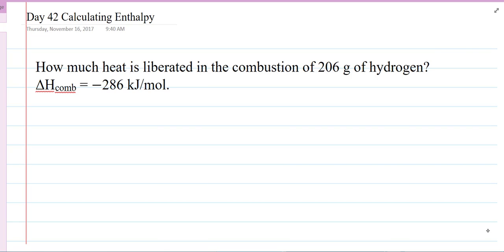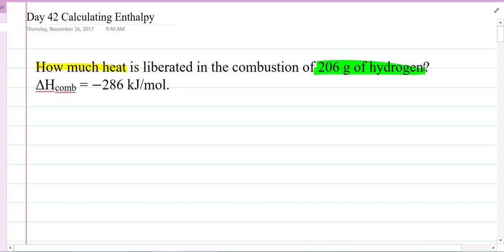Hey guys, welcome back to day 42, and today we're going to just do examples of calculating enthalpy. So we'll start with our notes. How much heat? There's a question right off the bat. How much heat is liberated in the combustion of 206 grams of hydrogen?